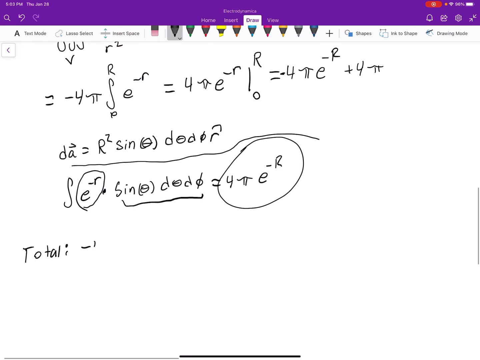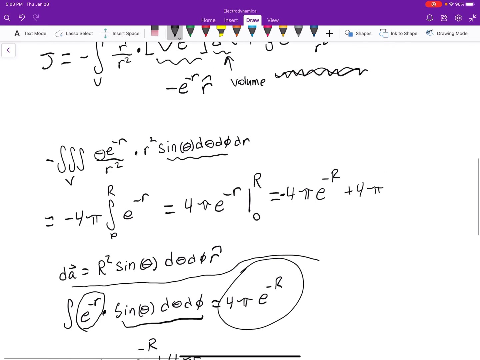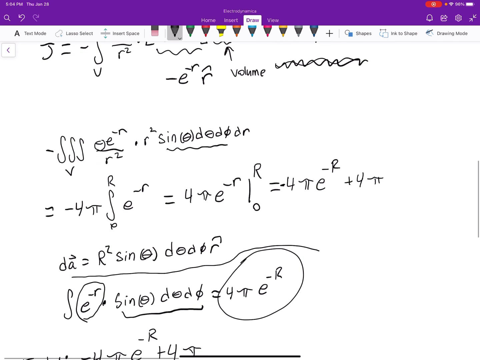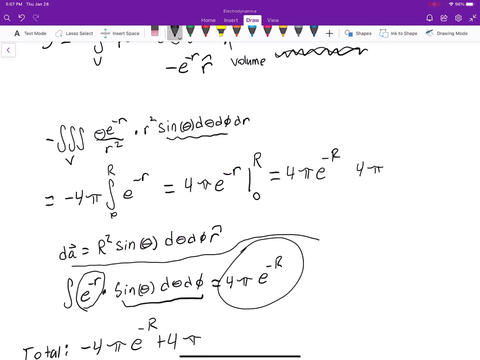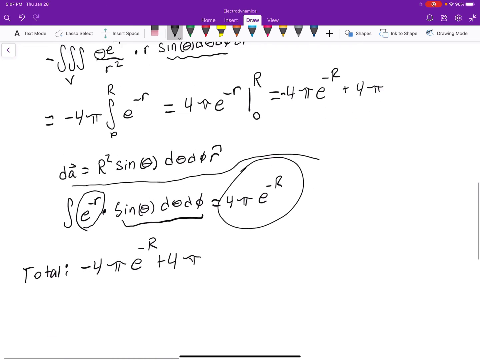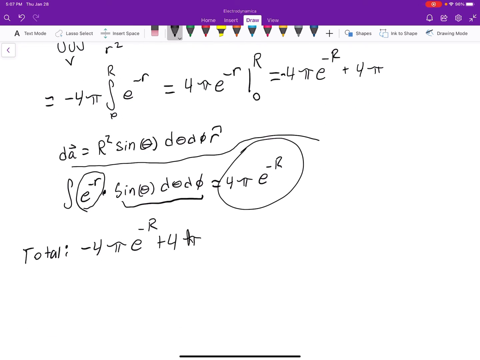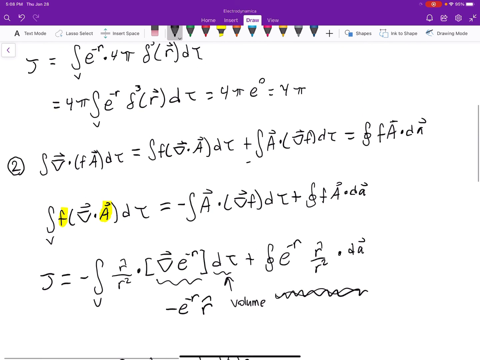So let's add them. Minus 4 pi e to the minus r, right? So that's one part, plus 4 pi. Let me actually double check this. Did I factor that negative out and that's where that went? So this should be actually a minus and a plus. And now let me fix this. Now when we do this, we can see that the total we get is in fact 4 pi, which agrees with what we got earlier.